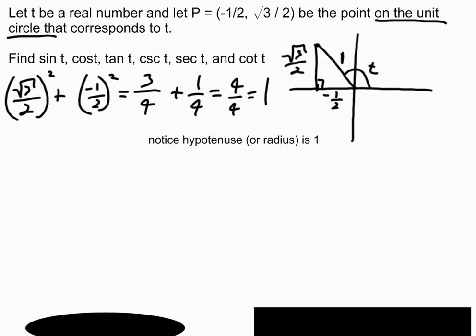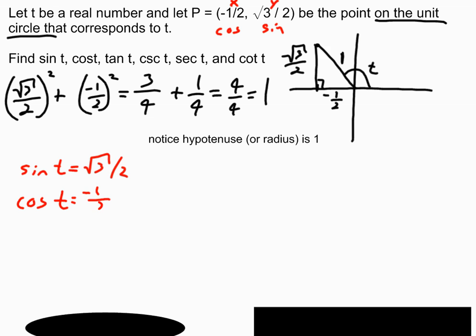Okay, so if I want to go ahead and now apply that and find the cosine of t, tangent of t, cosecant of t, secant of t, and cotangent of t, apply what we've learned. Because it's on the unit circle, I know that this x and y coordinate corresponds to cosine and sine. So sine of t is equal to square root of 3 over 2. Cosine of t is equal to negative 1 over 2.